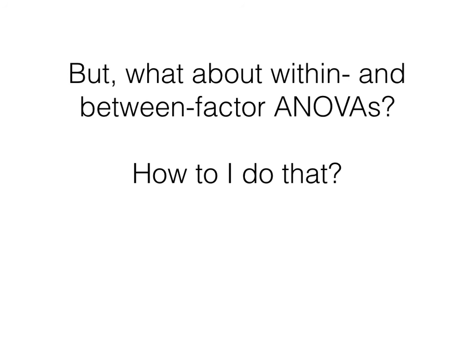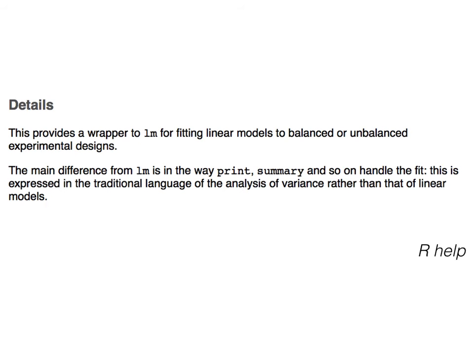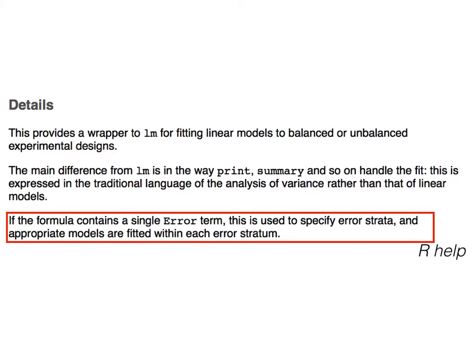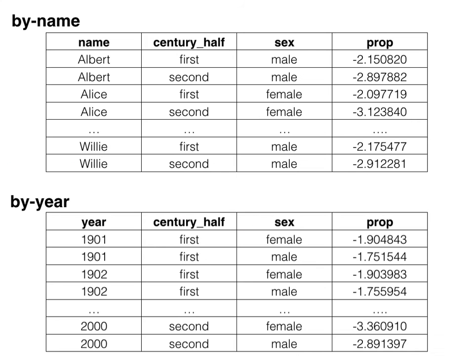Okay, this is great, but you may be thinking, what about within and between factor ANOVAs? How do I do that? Well, we'll do that by adding an error term. This brings us to part 2 of our math lesson for today. Here's the summary of the AOV call that I showed you before, but there was one part I had hidden. It talks about how we can further add an error term to our model, something we weren't able to do with our linear models. But how do we know if a variable is within or between an error variable?